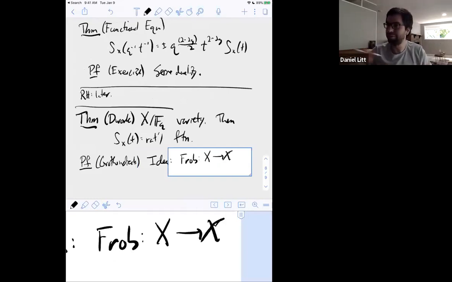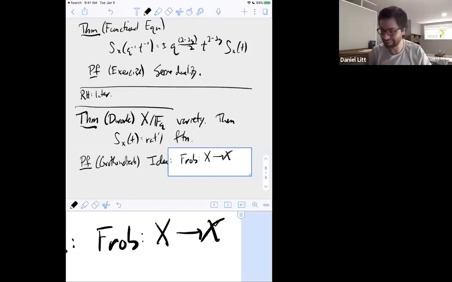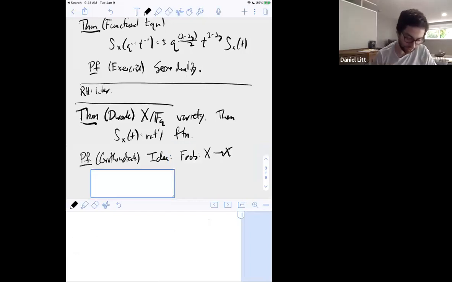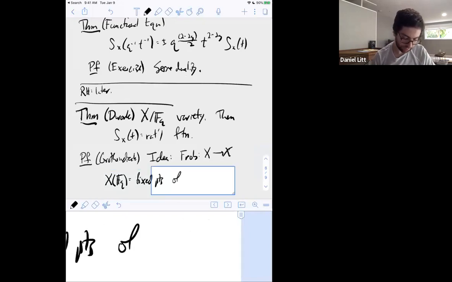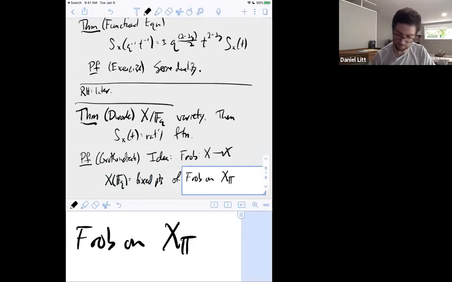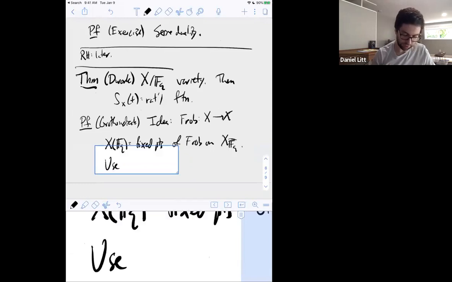I'm being intentionally vague about which Frobenius map. There's a lot of Frobenius maps floating around: a relative Frobenius and an absolute Frobenius, and a geometric and arithmetic Frobenius, and I won't be precise yet. But the idea is to realize the rational points of X as the fixed points of Frobenius on X over F_q bar. And then in general, the F_{q^n} points are the fixed points of Frobenius to the n. And then we're going to use the Lefschetz fixed point formula.